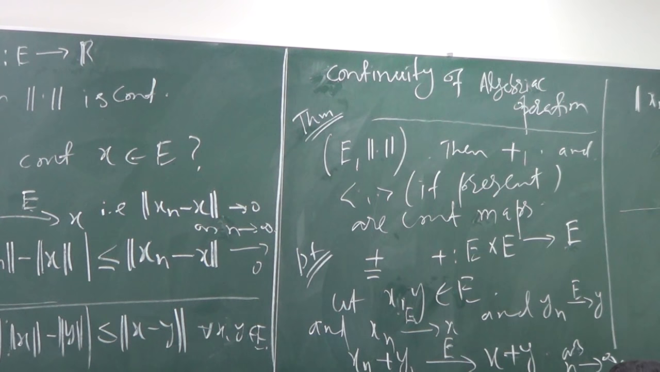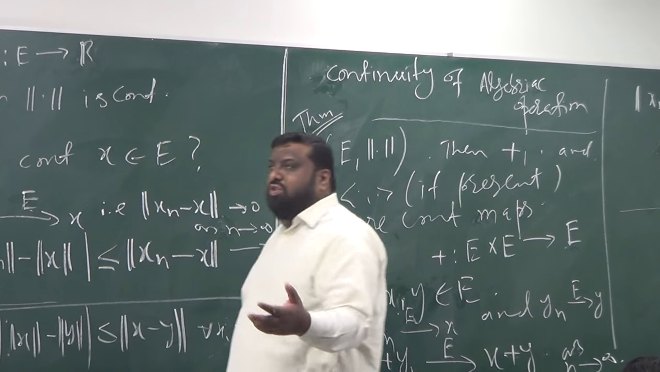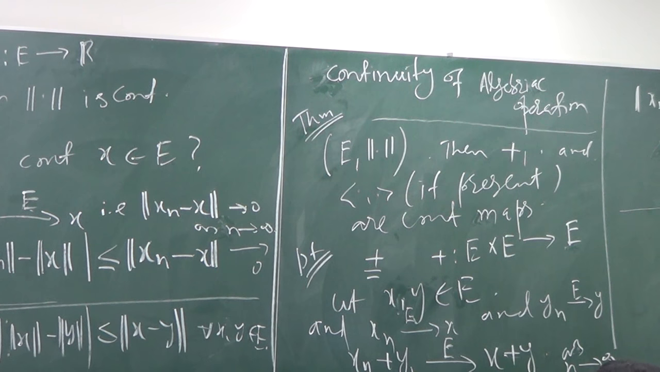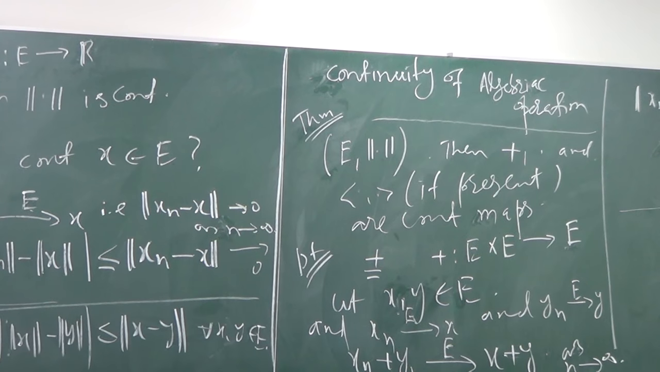Similarly, you can show scalar multiplication is continuous. In other words, what we will show is that if you have a sequence xn which converges to x, and you multiply that sequence with some lambda, then lambda xn is going to converge to lambda x. So you can get that the sum of two convergent sequences is convergent. When you say that, you are actually saying that plus is a continuous map.